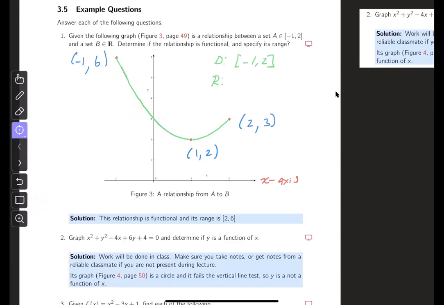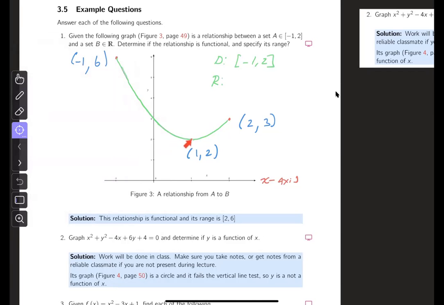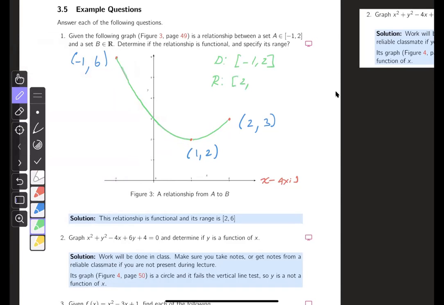And what does it look like? Well, the least it could be is 2, and then it streams up all the way up to 6. So I'm going to say it looks like it's starting at 2 and it's going up to 6. All right, that's the range of it. Now, what was your question again?